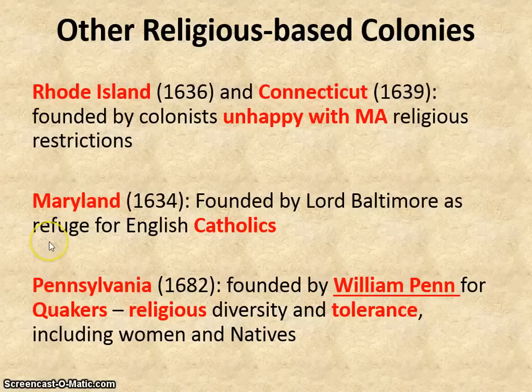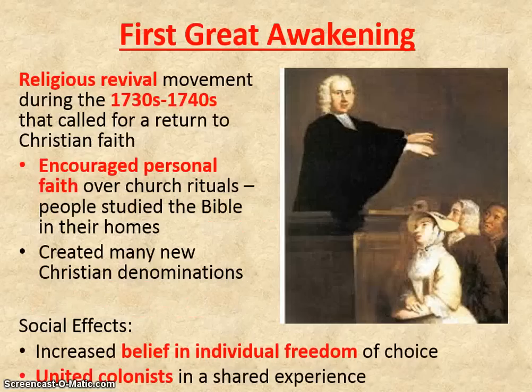Then we have Pennsylvania, which was founded by William Penn. The name Pennsylvania literally means Penn's Woods. Okay? So William Penn was a Quaker, again, another religious minority group. He believed in religious diversity and tolerance, including women and natives. So his ideas for the colony and his policies were, for the time, very progressive and much more liberal than what you would find in most English colonies.